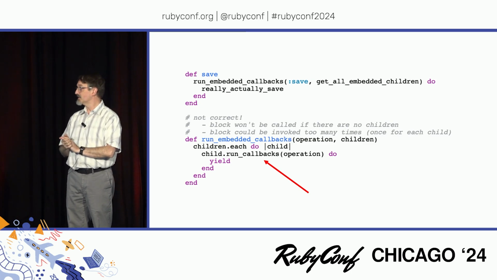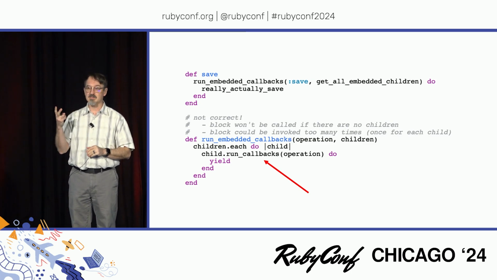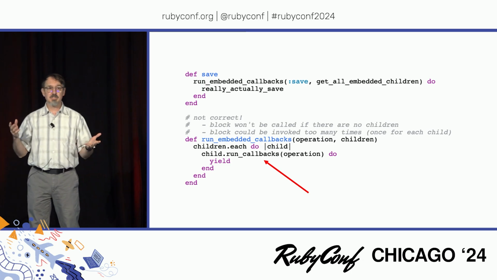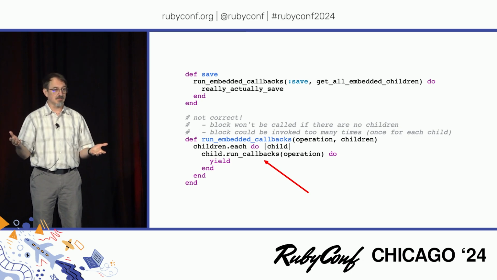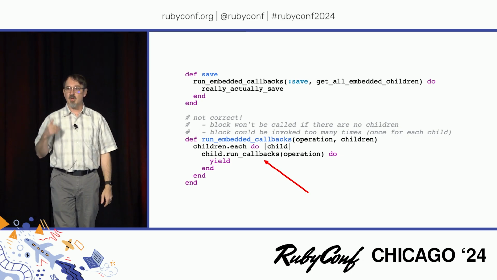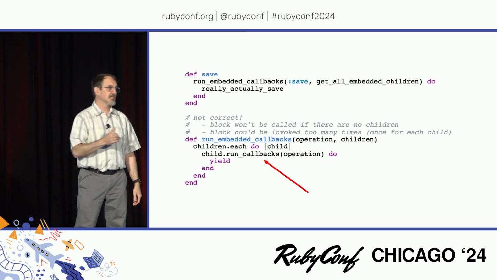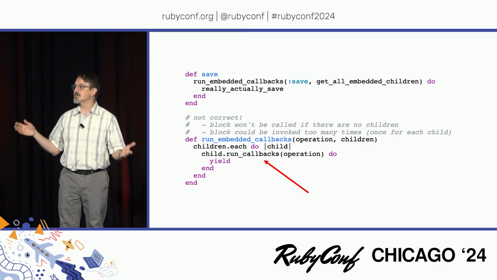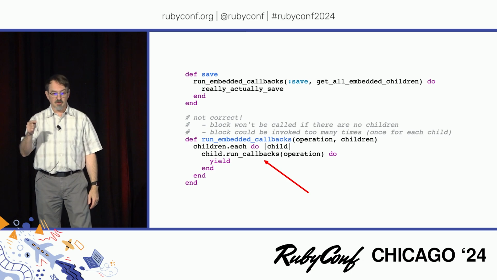Except that's really not what he wants, for 2 reasons. The first reason is that if there are no children, nothing happens, right? If there's no children, that block is never yielded to, the parent is never persisted, chaos reigns, everything falls apart, world ends, etc.